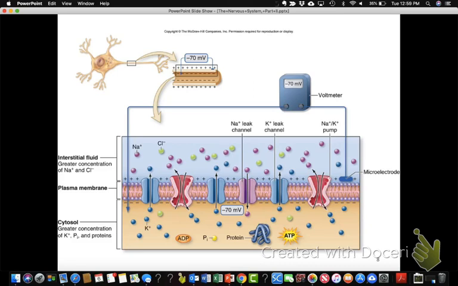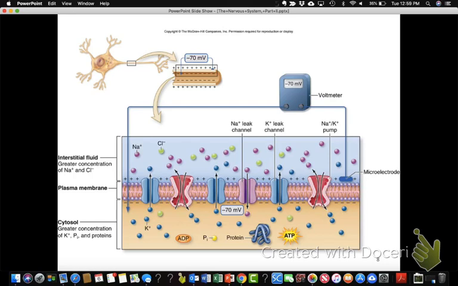So here's a diagram of a part of the axon, and what you're seeing here is an axon at rest, and what I want you to look at first is the voltmeter. The voltmeter is registering -70 millivolts. That's a typical value for a resting neuron, any part of a resting neuron.